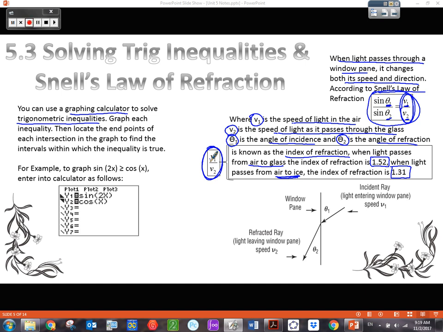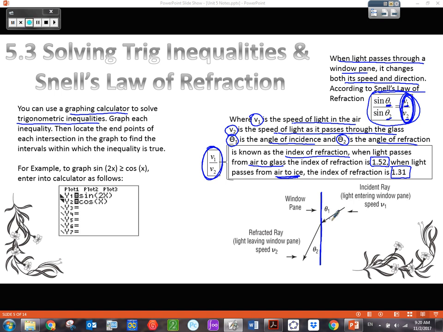So there will be times when we're given the index of refraction. It's going to be a number, and we would just put it right here in the formula. And there will be times where we have to find the index of refraction. We are given the angle measures, and we have to find the index of refraction. There's two different kinds of things that would happen here. Okay, so now let's look at a picture. In this particular case, this would be a piece of glass, the window pane. This is a sheet of glass.